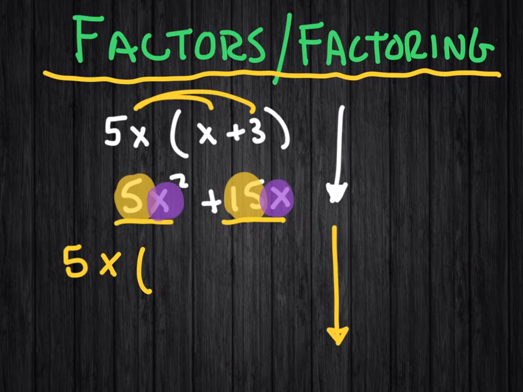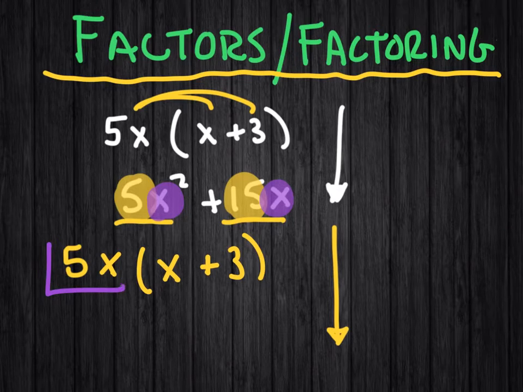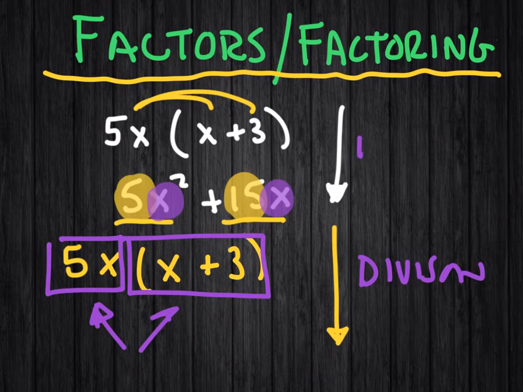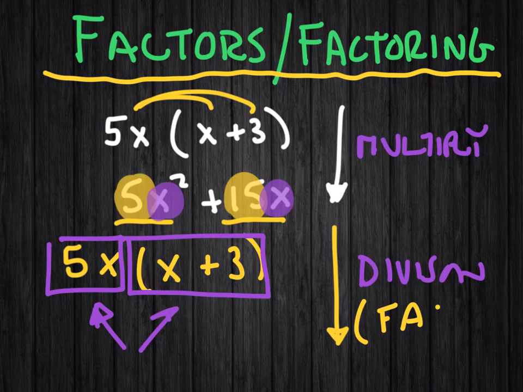And so when I divide 5x into 5x squared, I'm left with an x. When I divide 5x into 15x, I get 3. And guess what I just found? One factor is 5x, the other factor is x plus 3. Factoring is just simply division. It's division, and this is multiplying. The inverse of multiply is to divide, or in other words, to factor.